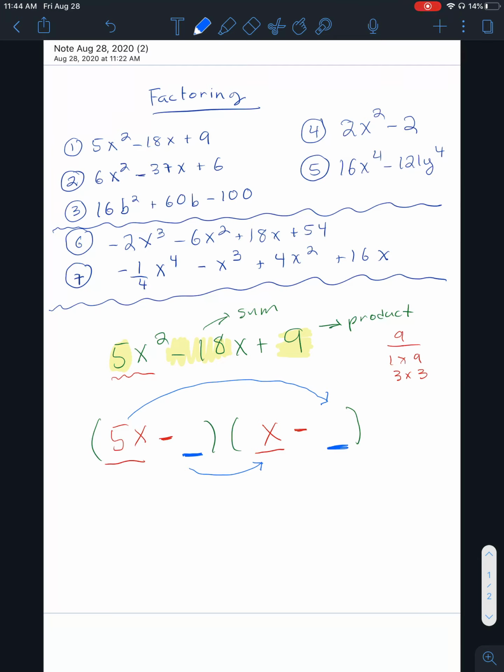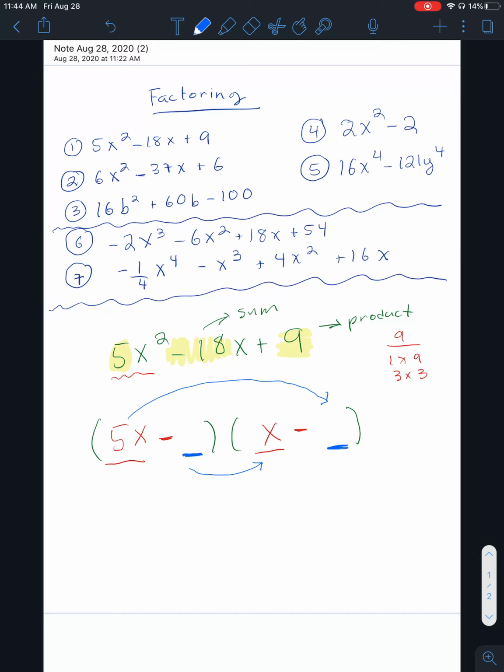I have an option of 1 and 9 or 3 and 3. I definitely do not want to put a 9 here because 5 times 9 is going to give me 45, and that's going to be too big if I put a 1 there. So this is not going to work because I'm going to get negative 45 minus 1x, and as you can see, that's not going to give us negative 18. So I'm just going to undo that and think about what numbers actually fit better.